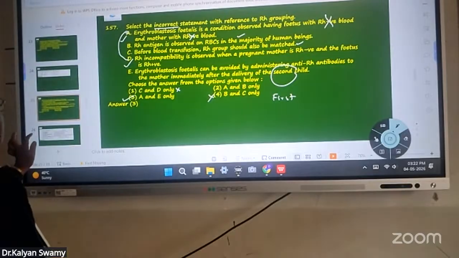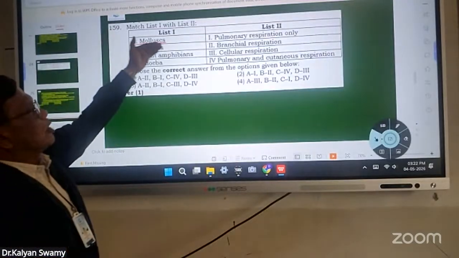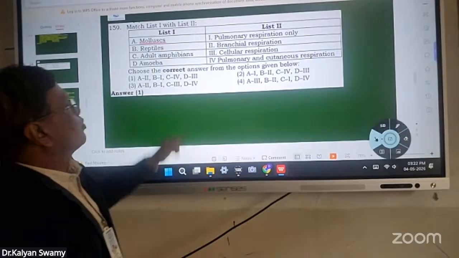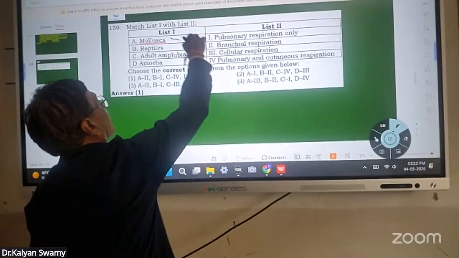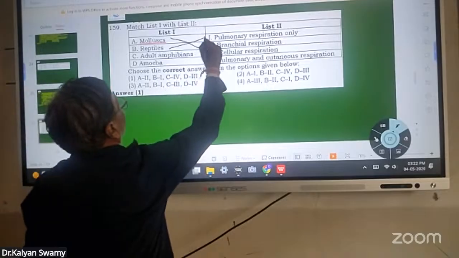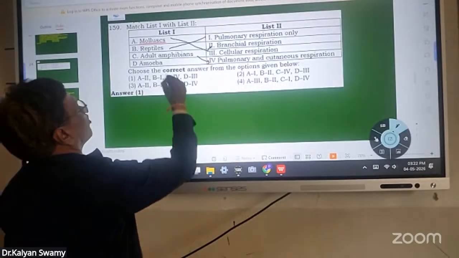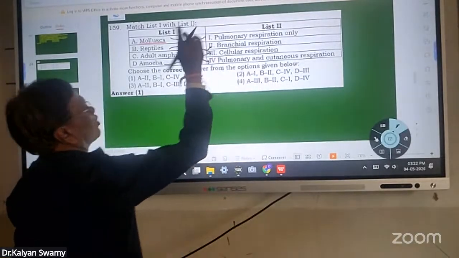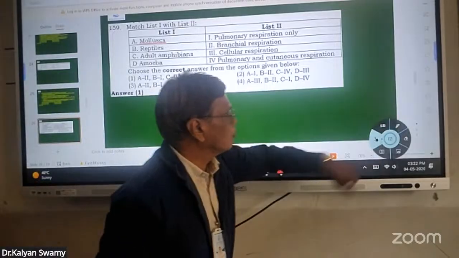Next one, a very outline way, also needs discussion. In molluscans, feather-like gills are present, so gill respiration, that is branchial. Reptiles have only pulmonary respiration. Adult amphibians respire both pulmonary and through cutaneous. Amoeba, a unicellular organism, respires by cellular respiration. So A2, B1, C4, D3. Very outline.